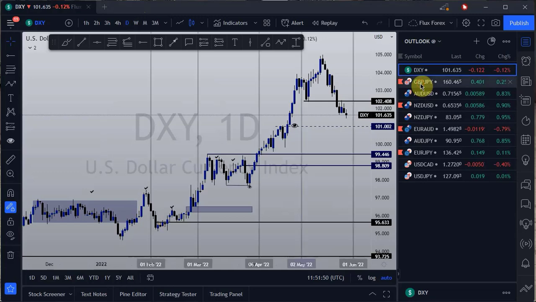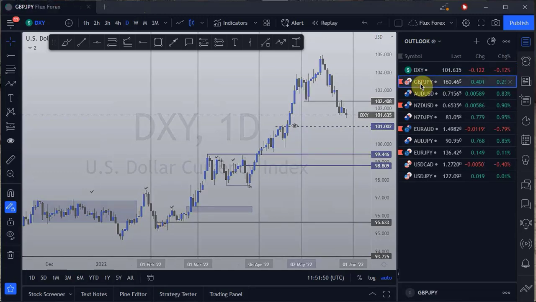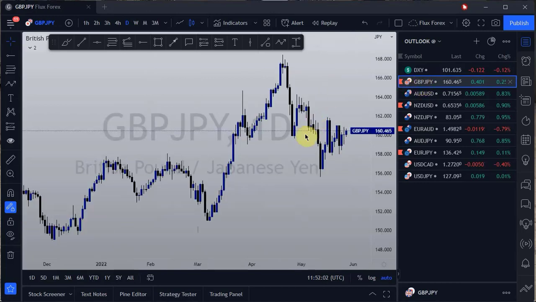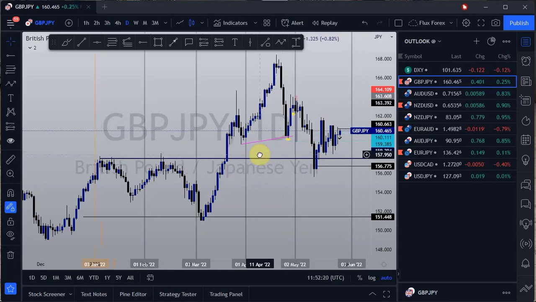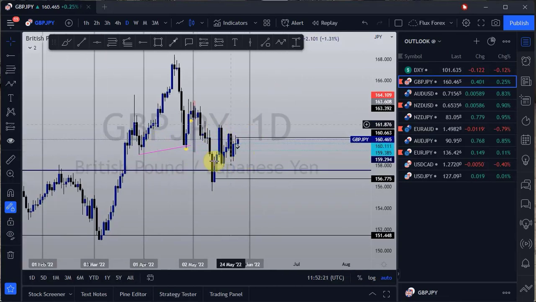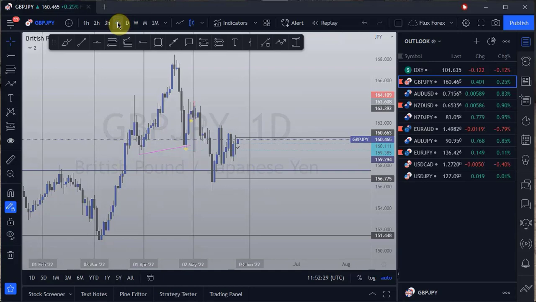For GBPJPY, I've been bearish for some time now, and I haven't seen any change of direction. Last week I was expecting to see price continuing to push to the upside, but it didn't happen that way. We also saw consolidations in the market the whole of last week. So going into this, I still want to see that push to the downside.